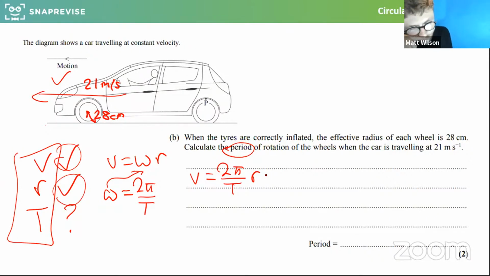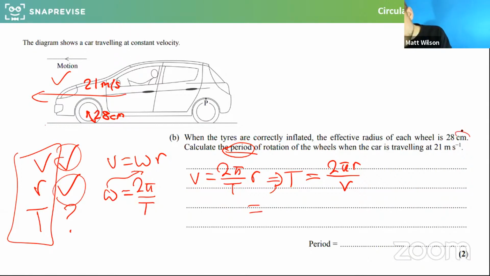And now the thing we wanted to figure out was the period of rotation. So let's rearrange for the period. We find that the time period is equal to 2 pi times r divided by the velocity v. Okay, so now we have everything we need and we can just chuck this into a calculator. I'm going to change the units here.